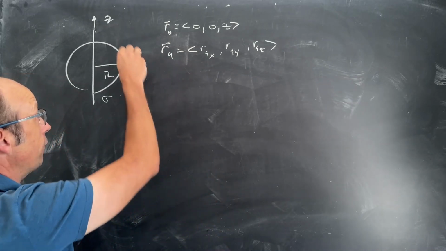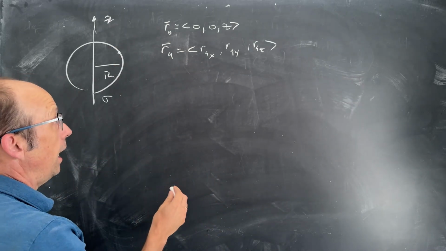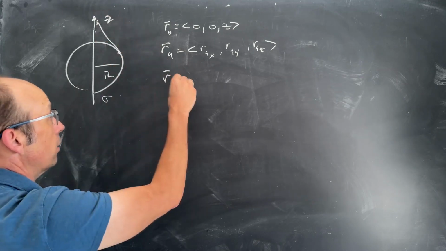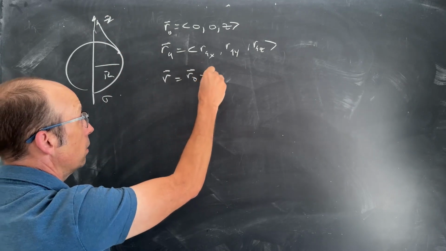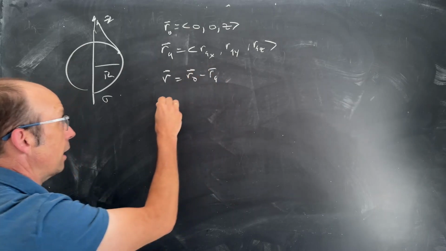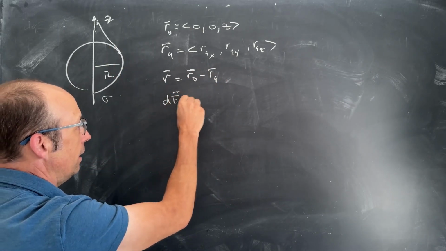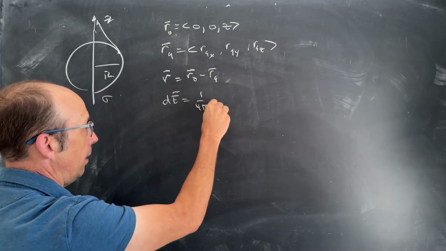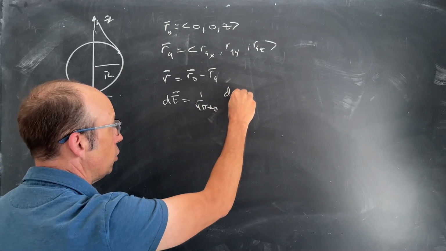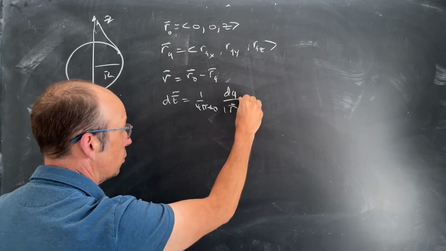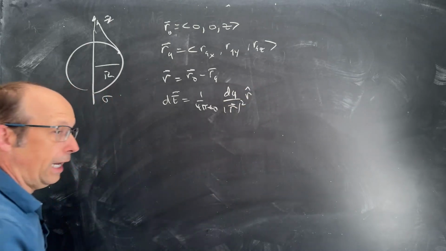And then if I have one single point right there, I can find the vector from here to there. It's just going to be r minus rq. And then I can find the electric field due to that one point. I'll call it dE. It's going to be 1 over 4 pi epsilon naught, dq over the magnitude of r squared, times the unit vector r hat.